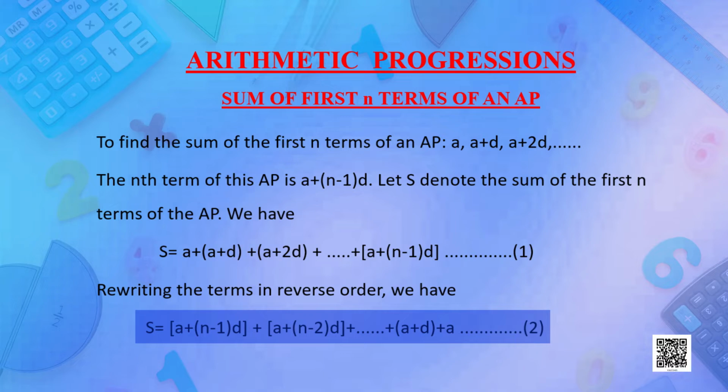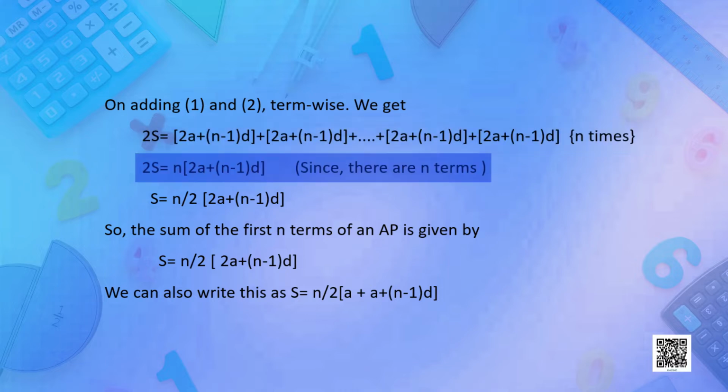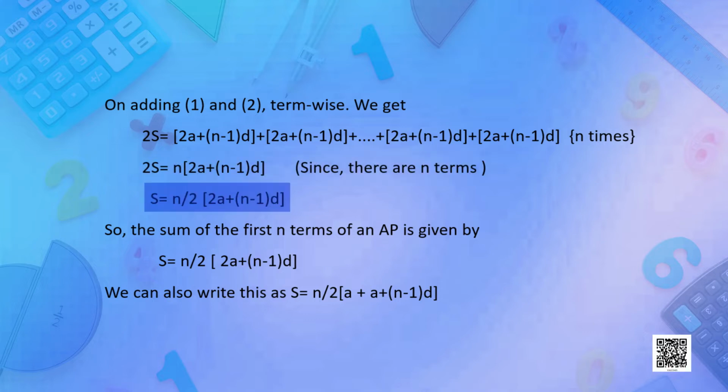Now, on adding these equations, we get 2S is equal to 2a plus n minus 1 into d, plus 2a plus n minus 1 into d, and so on, plus 2a plus n minus 1 into d, n times. That is 2S is equal to n into 2a plus n minus 1 into d, since there are n terms. So, S is equal to n upon 2, 2a plus n minus 1 into d.